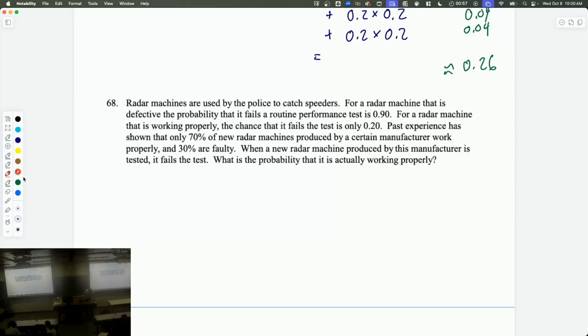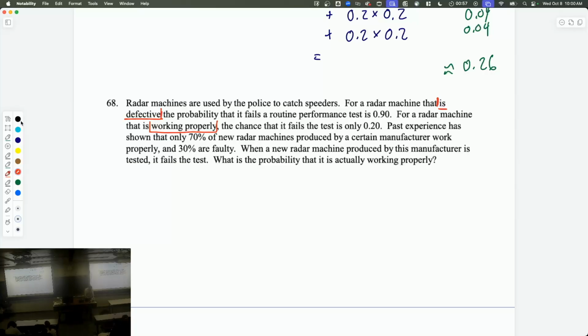So the machine is defective. Is defective is one hint, right? And for a radar machine that is working properly, the chance that it fails. So these are if statements. If it's defective, then the probability is 0.9. If it's working properly, then the probability is 0.2. These are conditional probabilities that will go in our probability tree.